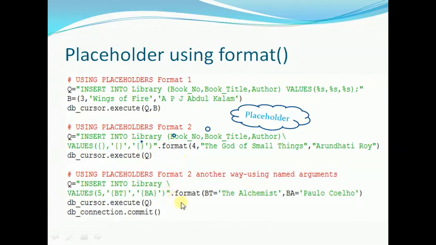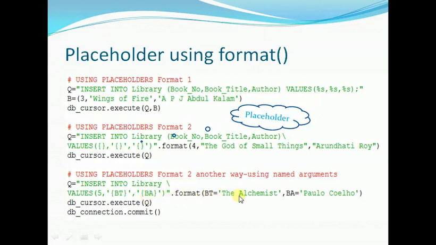Let's execute that. Another way is using the named argument. Named arguments means we are giving some names for the arguments. Here, instead of this placeholder, we are using some named arguments. Look at this one. I am entering one more value, that is BT, BA. BT is for title and BA is for author.